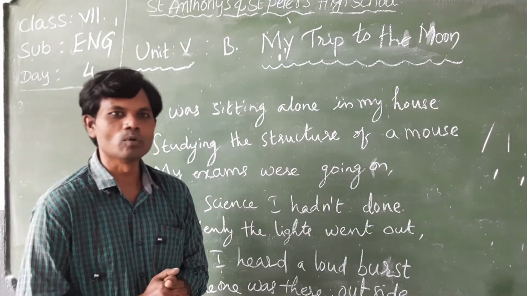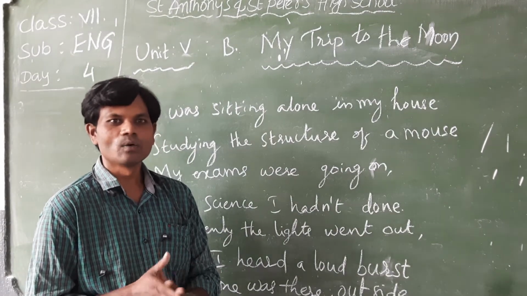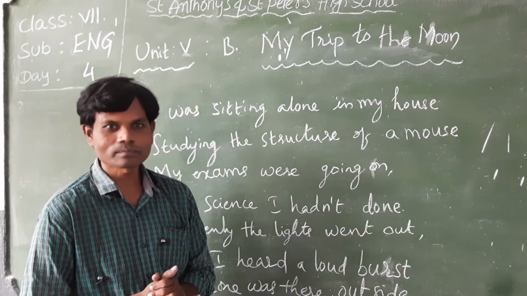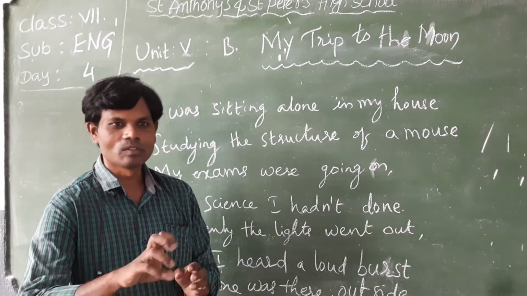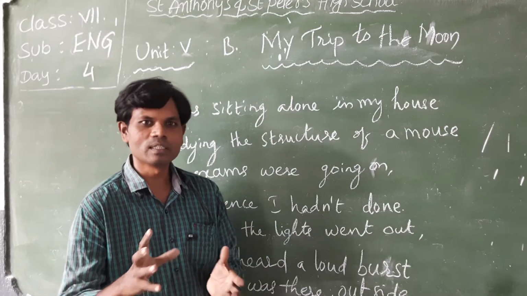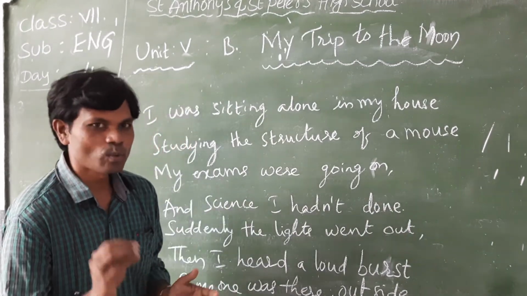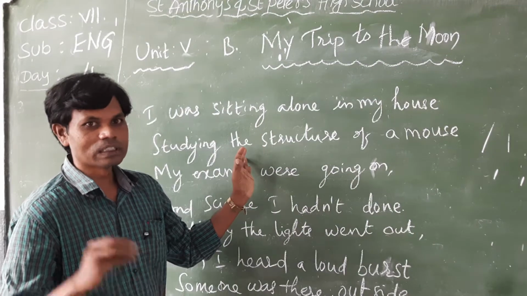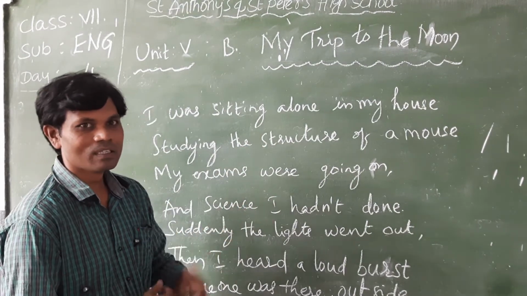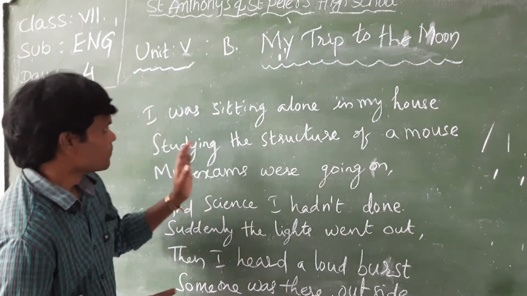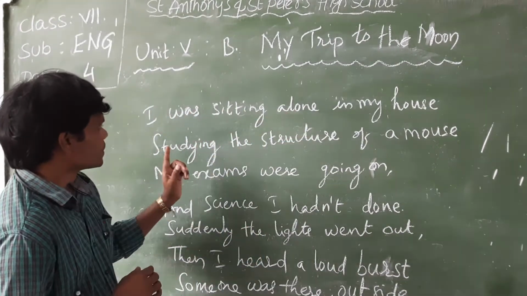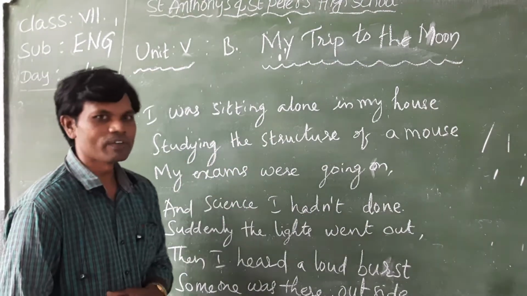What do you mean by mouse? There are two things. One is a rat. Another one is a computer mouse. It is some technology, some technical thing. So now what is he actually studying about? The second one, the structure of a computer mouse, not about the animal rat. Okay, so I was sitting alone in my house studying the structure of a mouse.